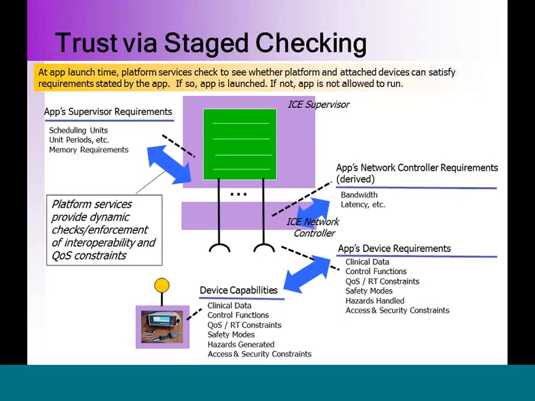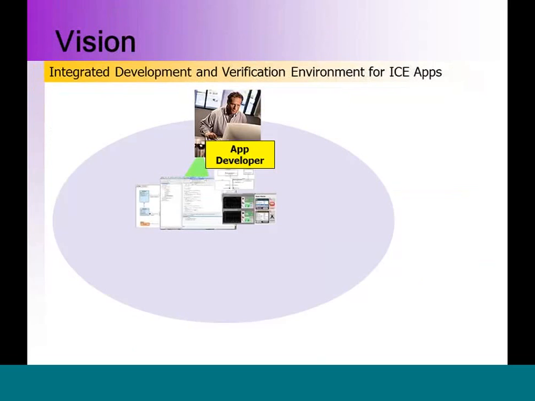Is the supervisor currently able to meet my computation requirements? Is the network controller able to schedule me, right, schedule the communication that I need? And does the device provide the capabilities that I need? So if those all are met, then the app gets to launch and run.